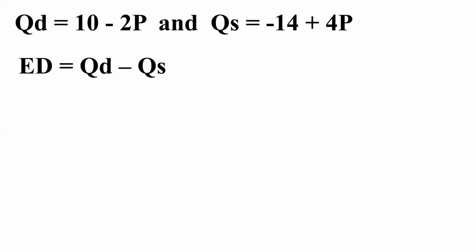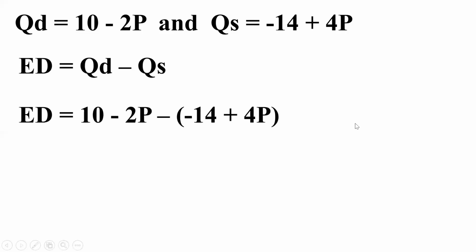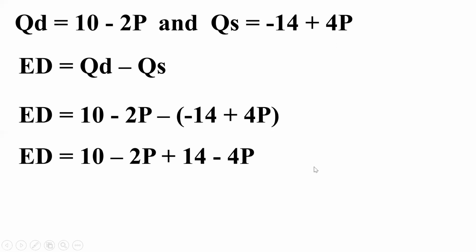Excess demand equals QD minus QS. So you deduct the supply equation from the demand equation. You write 10 minus 2p minus, in brackets, minus 14 plus 4p. Then when you solve this, you get 10 minus 2p plus 14 minus 4p. So excess demand equals 24 minus 6p. This is the excess demand equation.